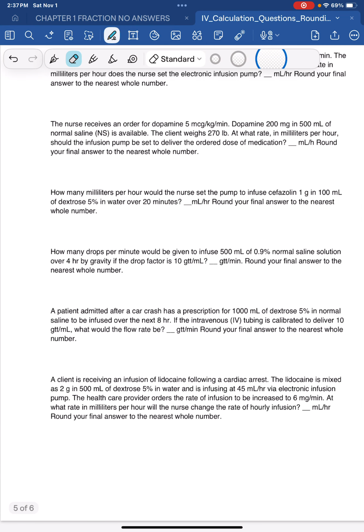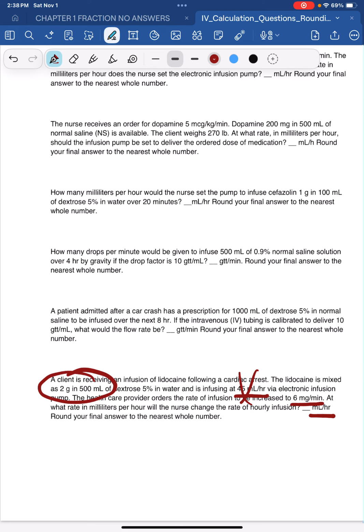Let's look at this number. In this number here, there is an infusion that's going on at 45 milliliters per hour. So we are looking for milliliters per hour. This is not information that we're going to use. Later on, the doctor called and said, increase that medication to 6 milligrams per minute. But remember, the lidocaine was mixed with 2 grams in 500 mL. So 2 grams right there, that is what you have available. 500 mL is your quantity.